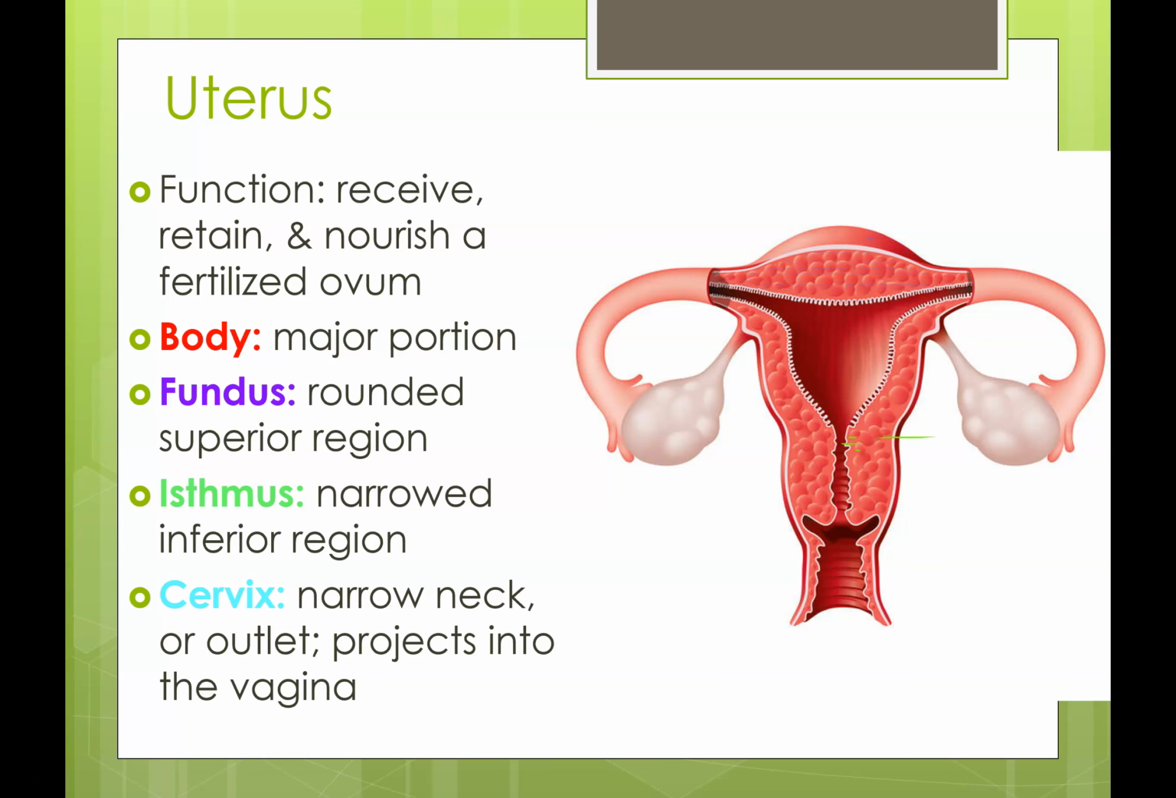The isthmus is once again going to be a constricted or narrow portion of an organ. So we see it here in the inferior aspect of the uterus, but inferior to the isthmus, we will see the cervix. This is a narrow neck or outlet, and it projects into the vagina.